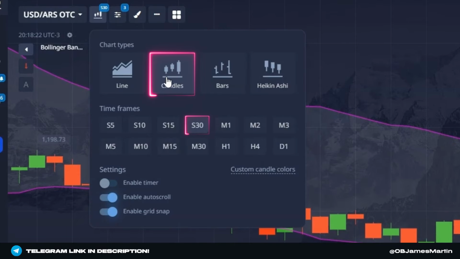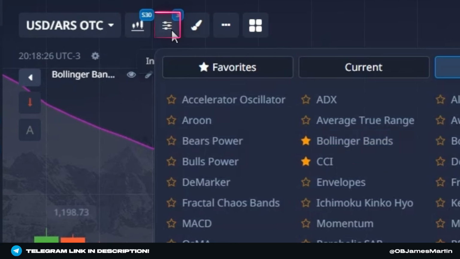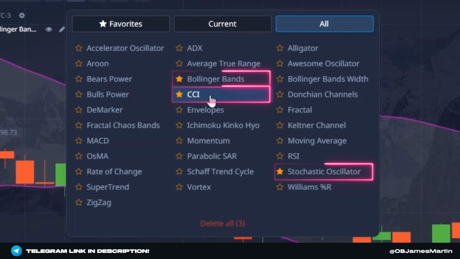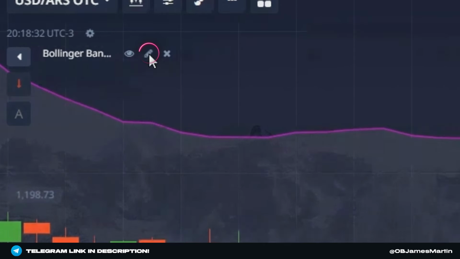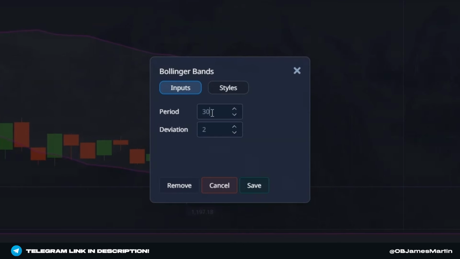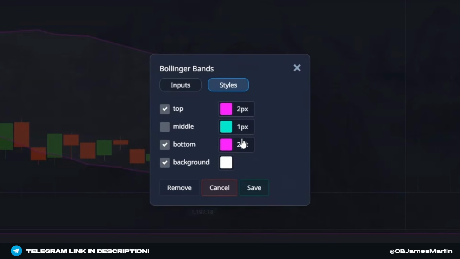We're gonna use classic candles on a 30 seconds time frame, guys. And we're gonna use Bollinger Bands, CCI, and stochastic oscillator. Okay? Bollinger Bands, 30 period and 2 deviation. The style is up to you, guys, the color you want to use.